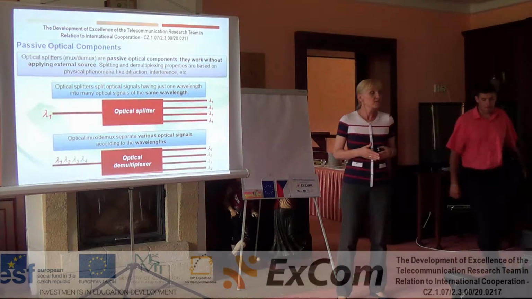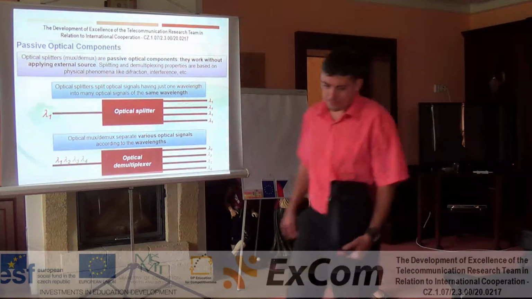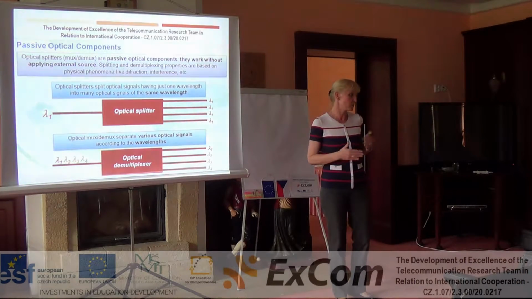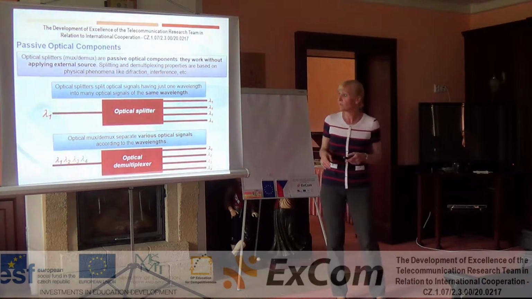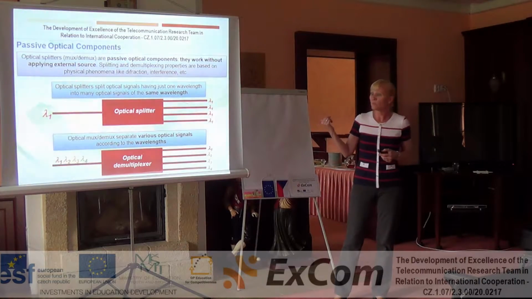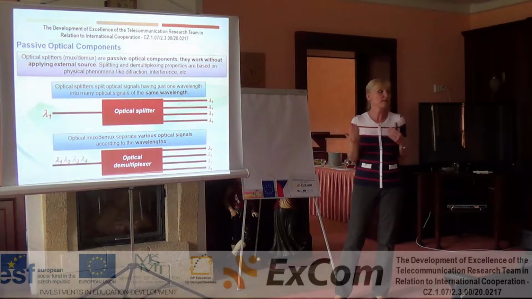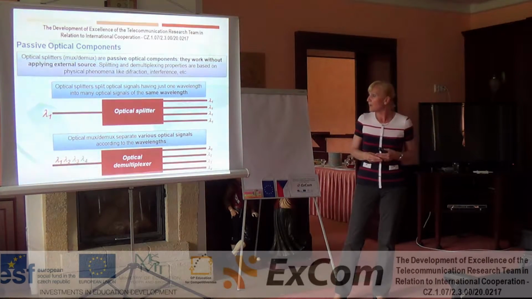Optical splitters, similar to AWGs, are passive optical components. It means they work without applying any external source. We couple the light into input waveguides, something happens inside, and at the output waveguides we get our characteristics.